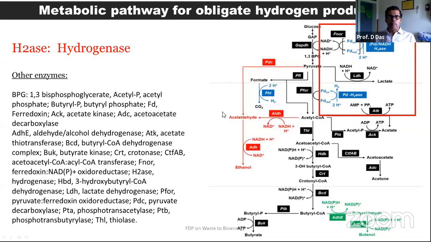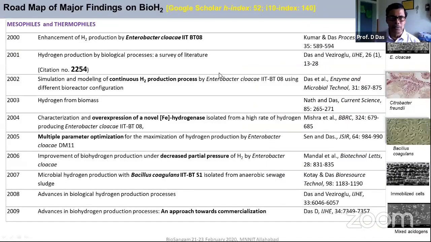So this is the roadmap, because we started our research work in 1999, and the first paper we published in 2000, in Process Biochemistry, and then I published another paper in 2001. And I'm glad to report here that the citation number of this paper is 2,254 as of today.